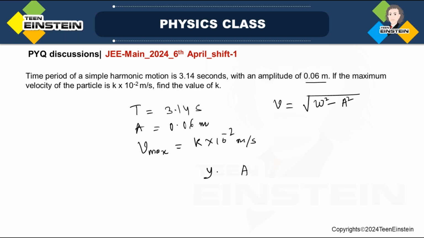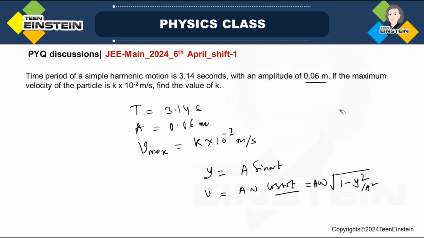Okay, suppose y is equal to a sine omega t, so velocity will be a omega cos of omega t. That means there will be a omega into the square root of 1 minus sine square, which means 1 minus y square by a square. Okay, so this expression is not correct.